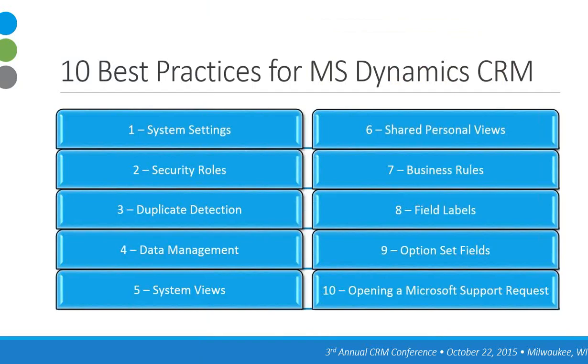Thank you very much, Andy. So as Andy mentioned, we'll be talking about some 10 best practices and tips in different sections of Microsoft Dynamics CRM. On the screen today, you'll see just a quick overview of the 10 different areas that we'll be briefly talking about. We'll be going over some system settings, security roles, duplicate detection, data management, some system views, and then some shared personal views, some business rules, field labels, option set fields, and we'll wrap it up with some tips about opening a Microsoft support request.